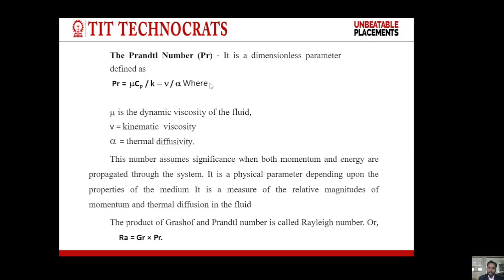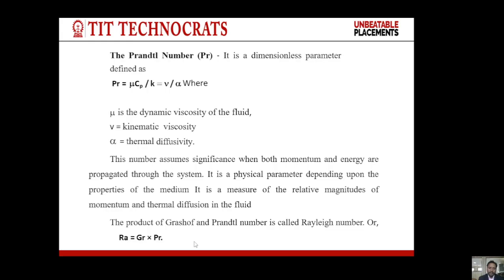The next dimensionless parameter is the Prandtl number. Basically it is given by mu Cp upon k, which is equal to nu upon alpha. Here mu is the dynamic viscosity of the fluid, nu is the kinematic viscosity, and alpha is the thermal diffusivity. So the number assumes significance when both momentum and energy are propagated through the system. It is a physical parameter depending upon the property of the medium. It is a measure of the relative magnitude of momentum and thermal diffusivity.